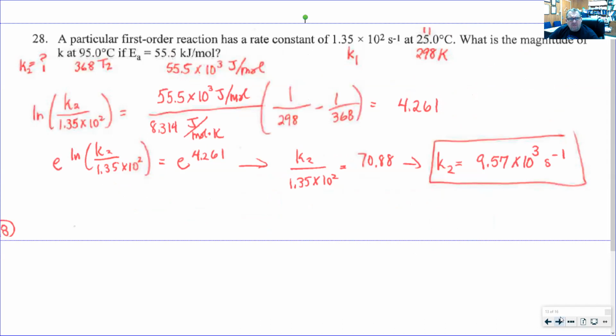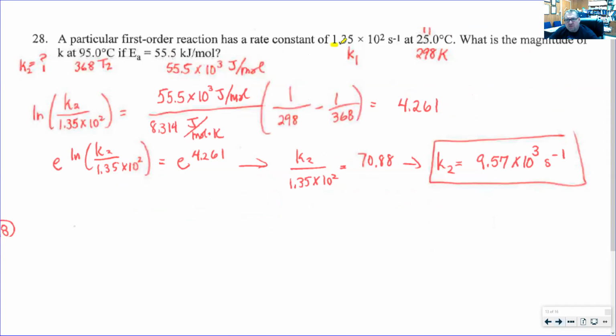All right, next problem is problem number 28. So we've got a first order reaction, and we know the rate constant for it at a certain temperature. So we know K1, and it's at 25 degrees, which is equivalent to 298 Kelvin. And I want to know what is K2 at 95 degrees Celsius, which is 268 Kelvin. And the activation energy is 55.5 kilojoules per mole. So that's equal to 55.5 times 10 to the third joules per mole.